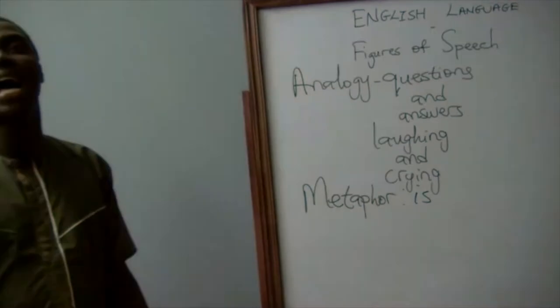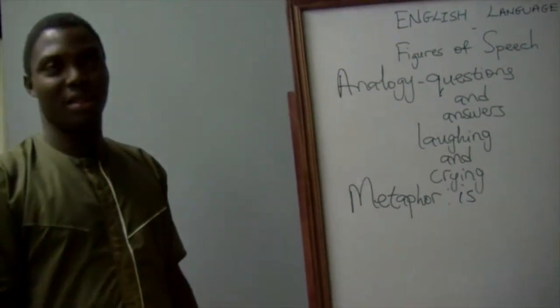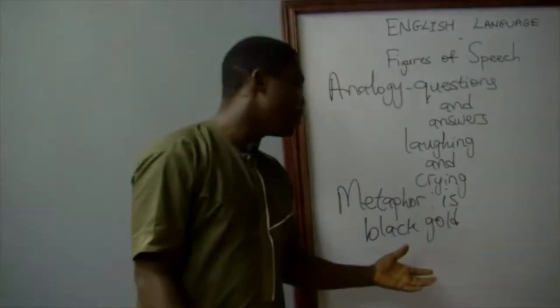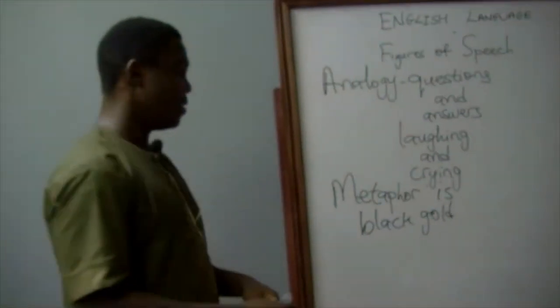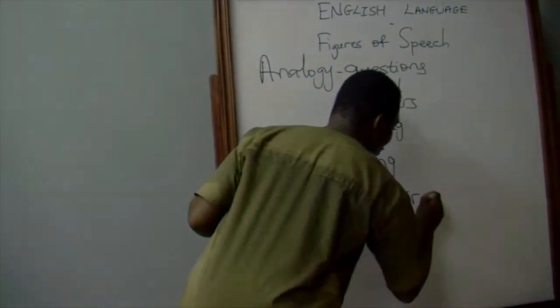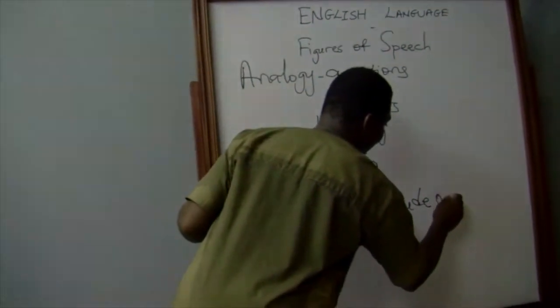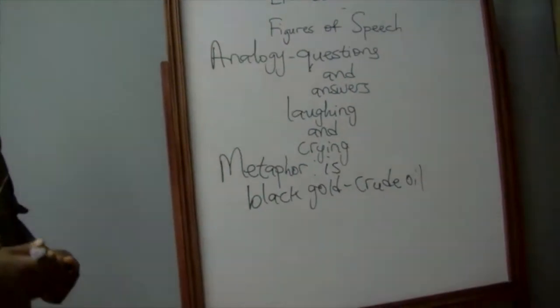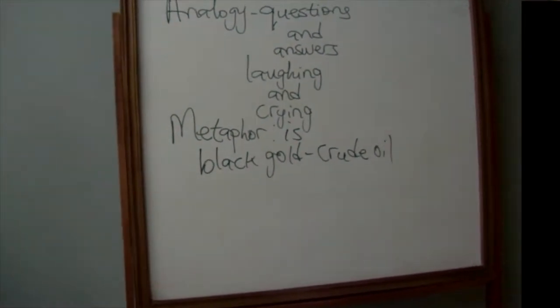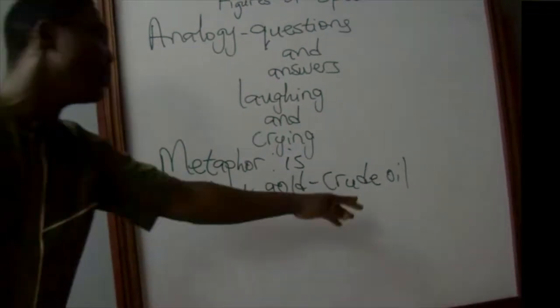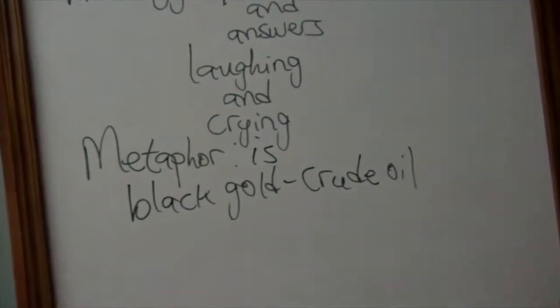So if I say Nigeria has black gold in abundance. When we say black gold, literally, we don't have black gold, as it were. But black gold here refers to crude oil, meaning Nigeria has crude oil in abundance. So we have likened crude oil to black gold.